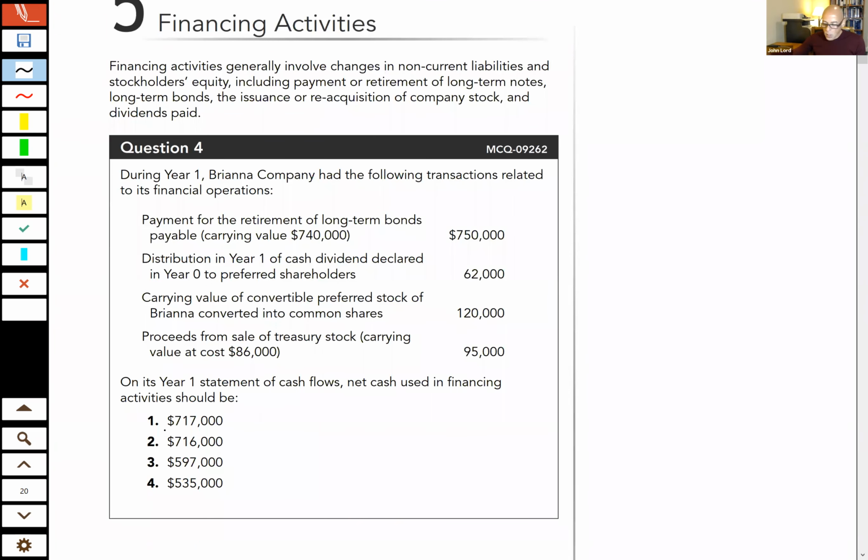Okay, good. Then you come over and we have our financing activities. And again, we want to think of what as our financing. So it involves payments of retirement of long-term notes, long-term bonds, issuance of company stock, and dividends paid. Be careful. Dividends received go where? Go in the operating section.